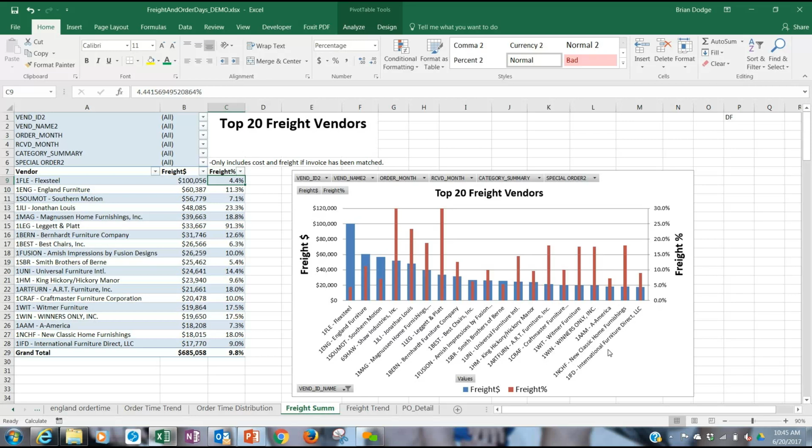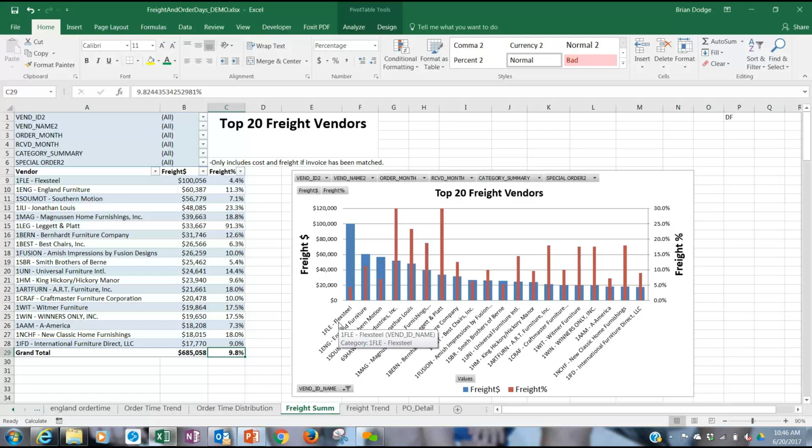Obviously, we're looking at your top 20 freight vendors overall, but if you work on trying to reduce the freight with, in this case, IFD or New Classic, it's obviously a good thing, but it's going to be very difficult to move the overall needle if you're at, say, 9.8% for your top 20 freight vendors. So maybe the recommendation is to focus on the vendors on the far left here, to see what different processes or strategies you could implement to try to reduce freight with some of your top freight vendors.